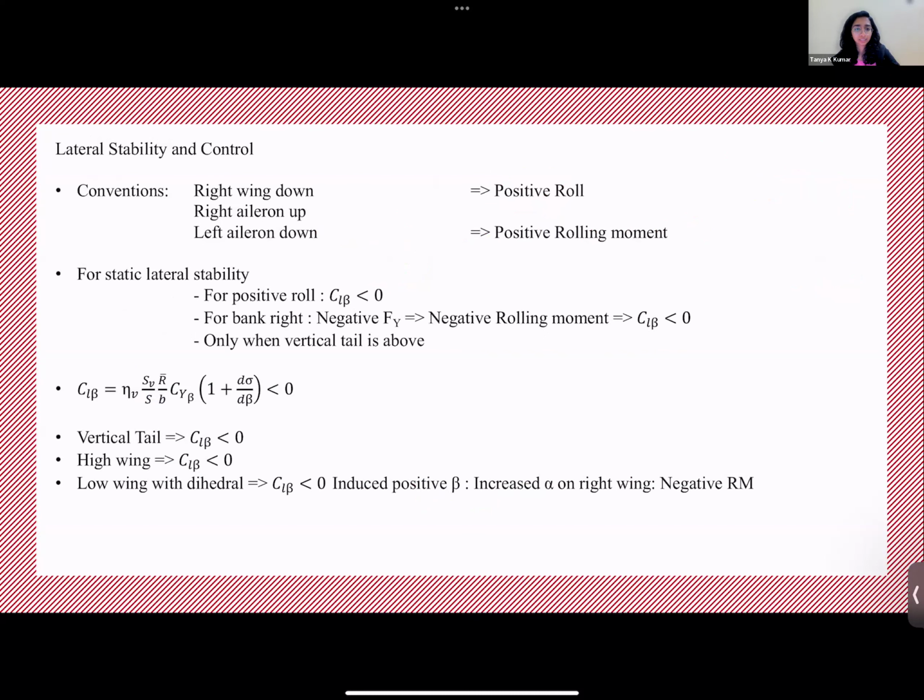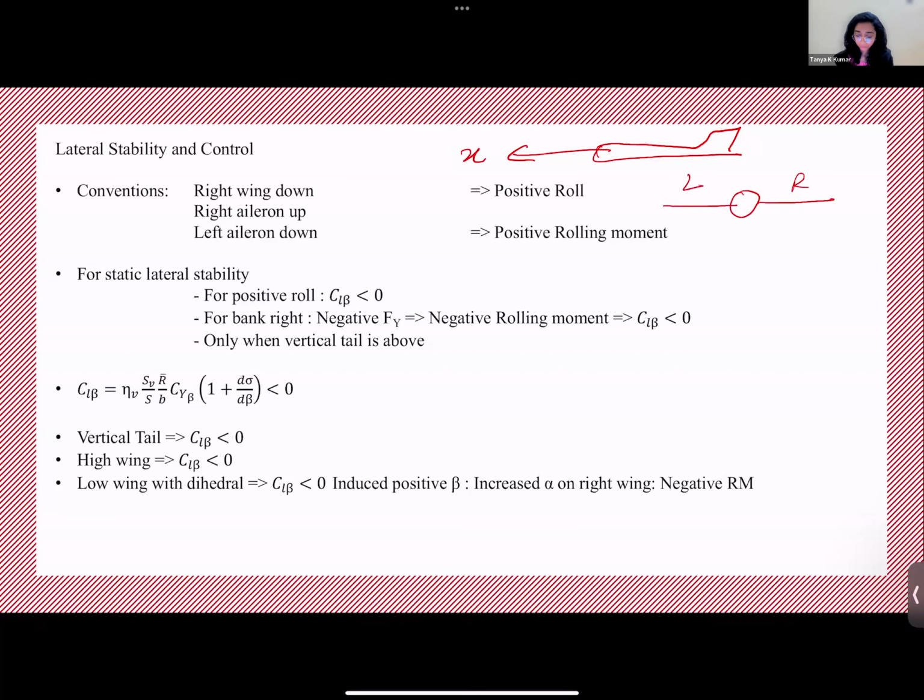What are the conventions in this case? Right wing down is considered positive roll. Again, if you take your aircraft, this is your positive x-axis. Place your thumb along the positive x-axis and see that the right wing going down is a positive roll, right? So that's the convention that we follow. Then right aileron up, left aileron down is considered positive rolling moment. So if this is my aircraft, this is the right wing, this is the left wing.